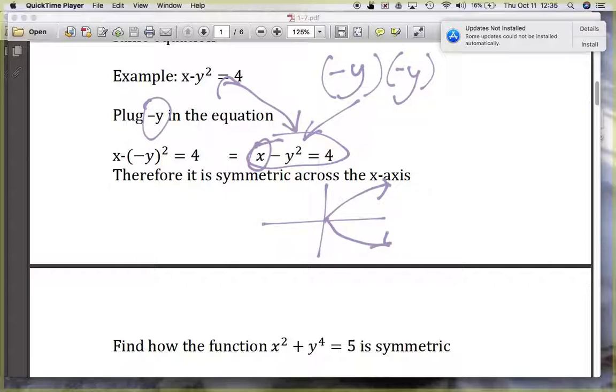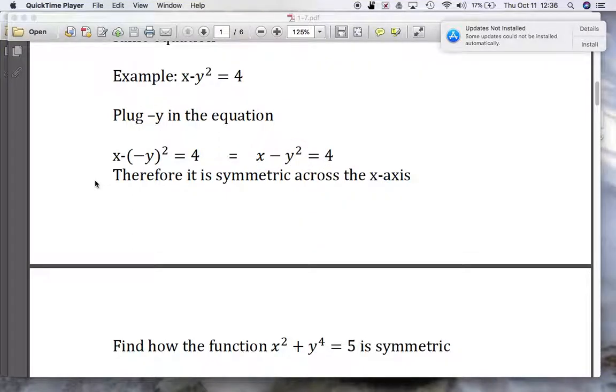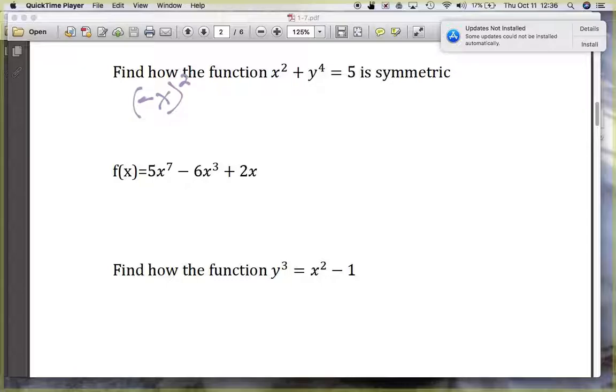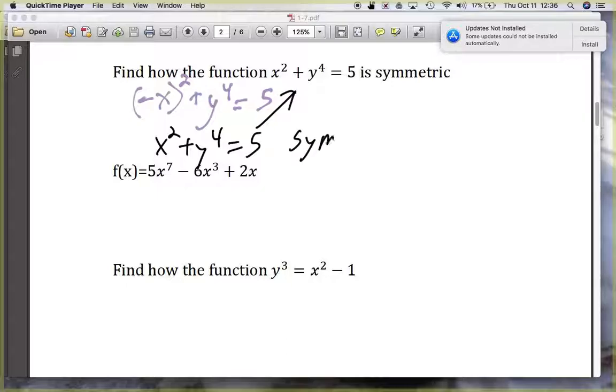Okay? Where's the button I'm looking for? There it is. So you can find how this function is symmetric. Plug in a negative x. Since negative times a negative once again equals a positive, that is the same function, right? If it is, it has to be symmetric to the opposite variable, the variable you didn't mess with, so it's symmetric to y.